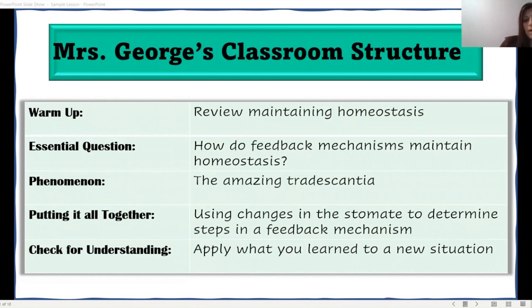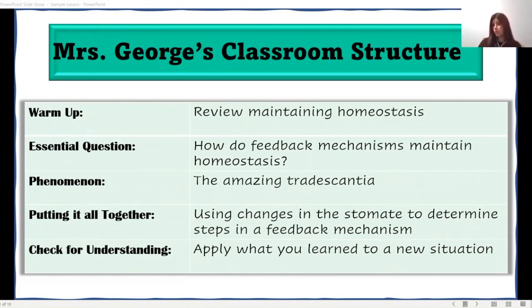So I'm going to show you some pretty cool qualities of this plant. And that will show you a feedback mechanism that the plant has. And all plants have this mechanism. It's just extra special in the Tradescantia because of its layers.